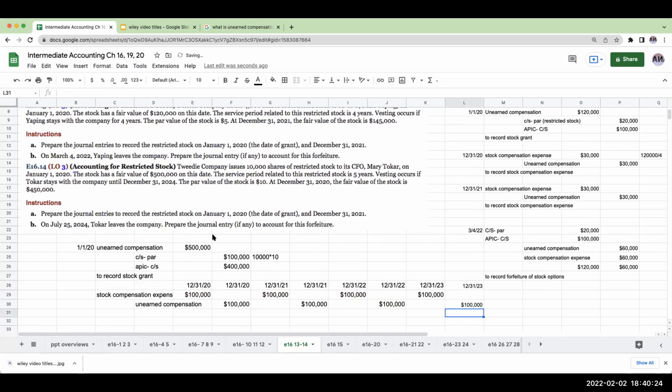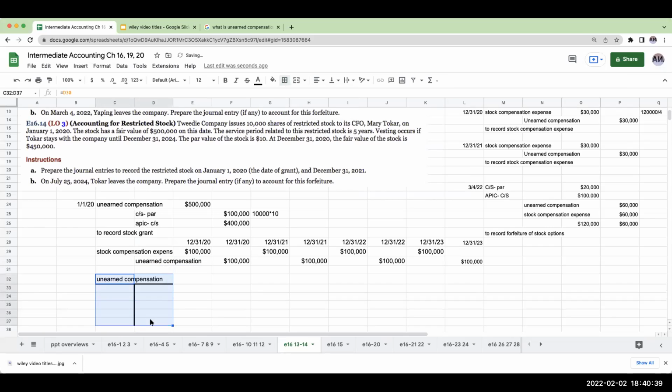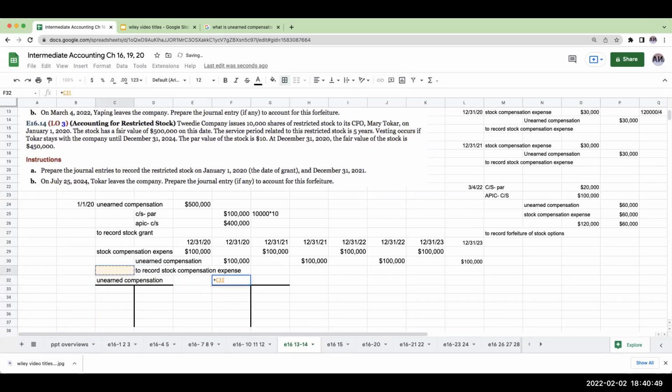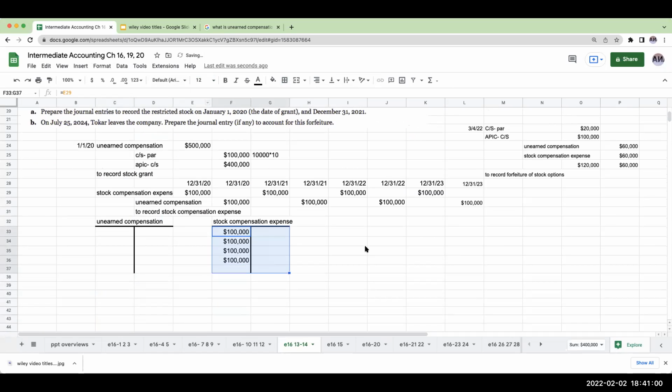And if we take a look over here, we have unearned compensation, and then we have stock compensation expense. This would be to record stock compensation expense. So I'm hitting this every year for 100 grand. I'm recording stock compensation expense every single year, and I am decreasing unearned compensation at the same time. Now, the unearned compensation had a beginning debit balance of $500,000. So why is this so important?